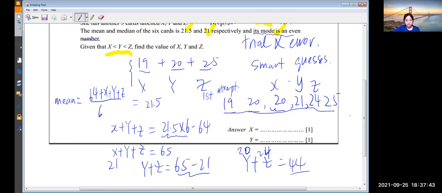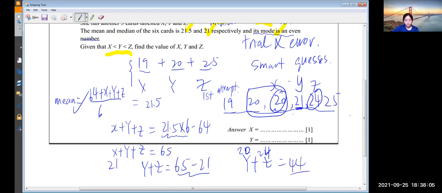20, 24 add to 44. Okay, good. So basically it meets the mean requirement already. The mode is an even number, yes, 20, right? So is the median 21?